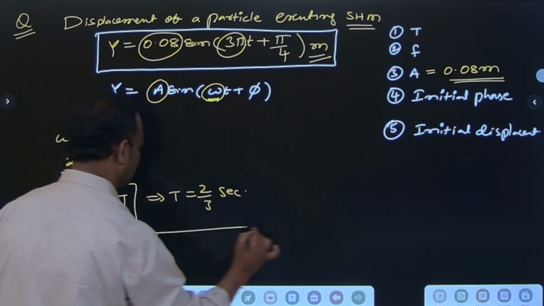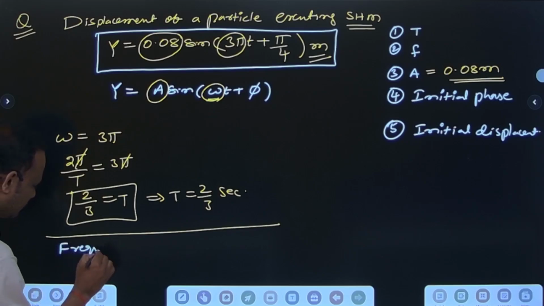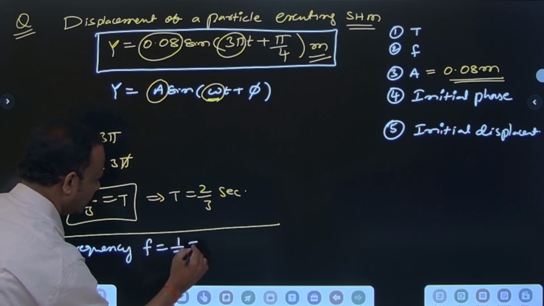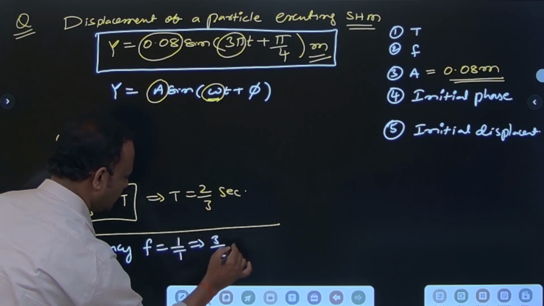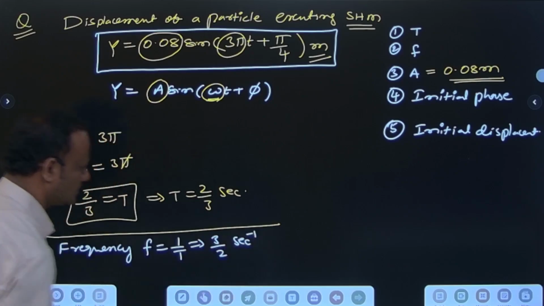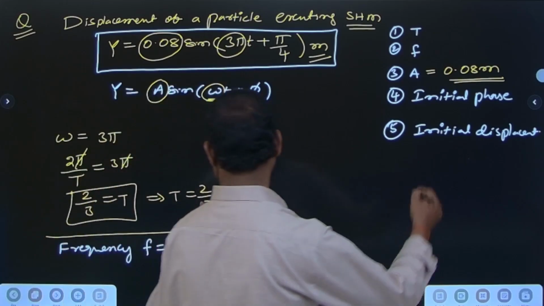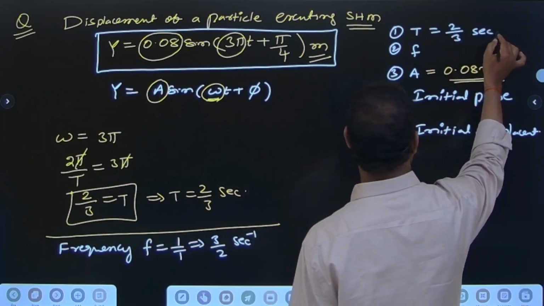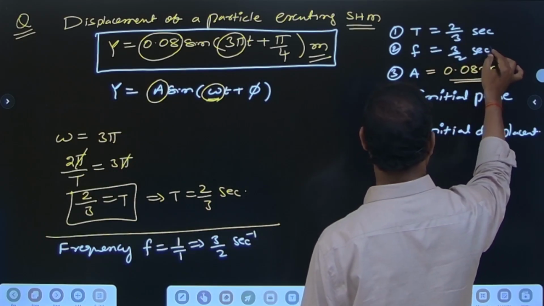Next one, if he is talking about the frequency, f is equal to 1 by T. 1 by T means 1 by 2 by 3, that is 3 by 2 second inverse, 1 by second. Okay, so the time period we have is 2 by 3 seconds, and the frequency we have is 3 by 2 second inverse.